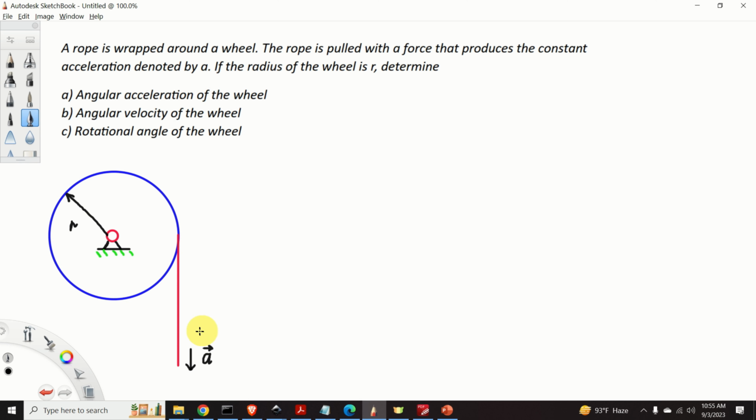Since the acceleration of the rope is in this direction, the wheel will rotate like this. And theta is the angle of rotation. For example, if initially the point of the wheel was here, and let this point be denoted by A, after some time this point will go over here, and the angle will be theta. This is the rotational angle. So let's analyze what's happening over here.